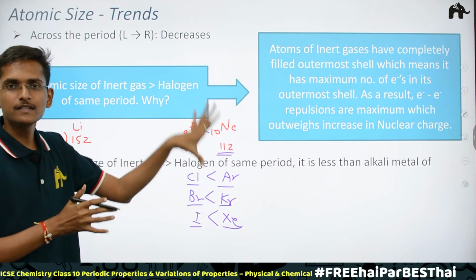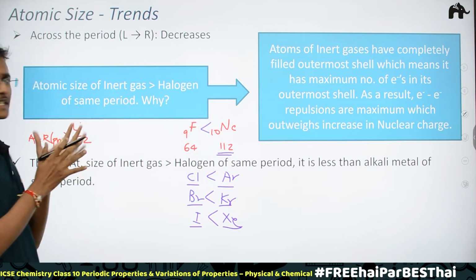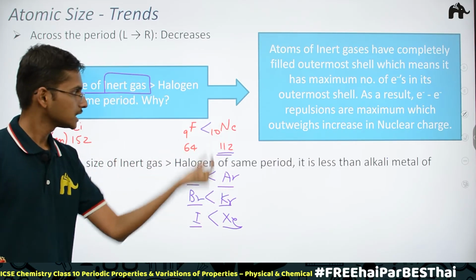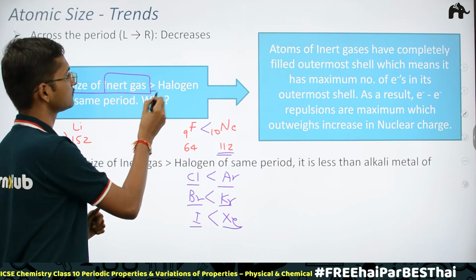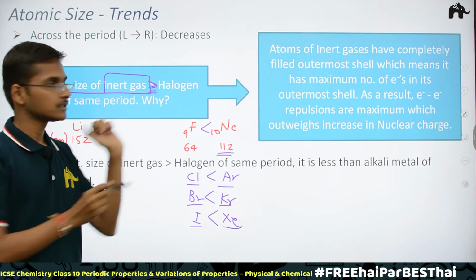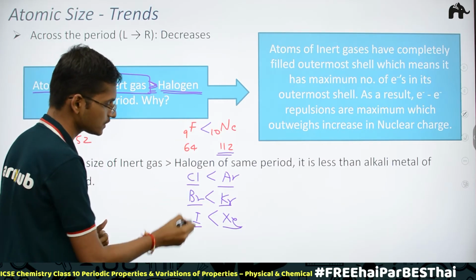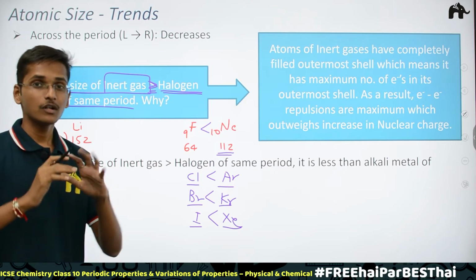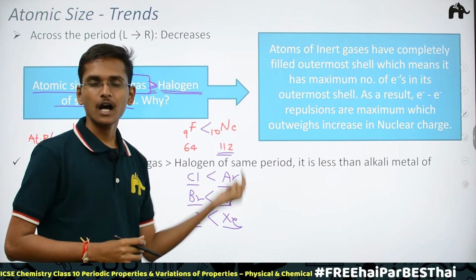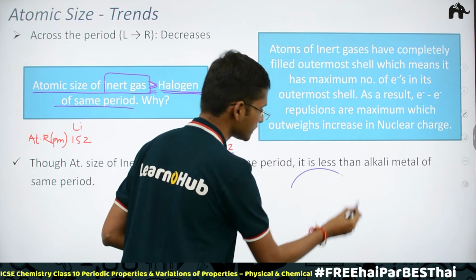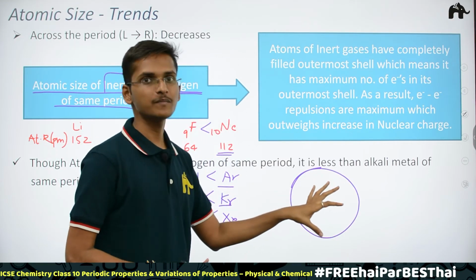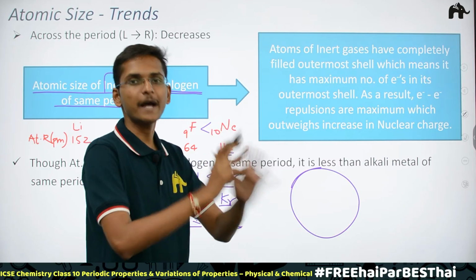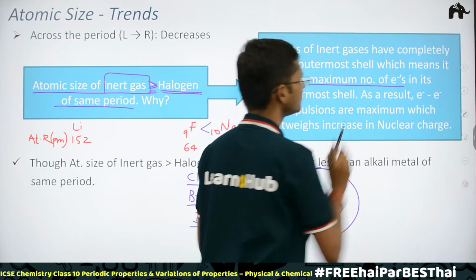Now, we can generalize this in the form of this question: why are the atomic sizes of the inert gases greater than those of the halogens of the same period? Now, the answer is very, very simple. As we know, these inert gases have completely filled outermost shells. Completely filled outermost shell means their outermost shells are filled to the extent that they have the maximum number of electrons in their outermost shell.